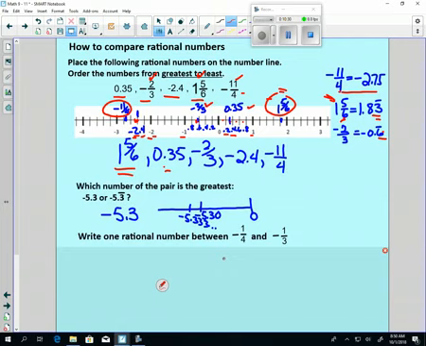Which number of the pair is the greatest? Well, if we have a minus 5.3 or a minus 5.33 repeating, when you have the bar, it means the 3's go on forever. So if we were to plot it on the line, we have 0. And if we come over here, this is going to be a minus 3.0. And then the next number down will be minus 3.333. So which one is going to be the greatest of the two? The bigger number is minus 5.3.